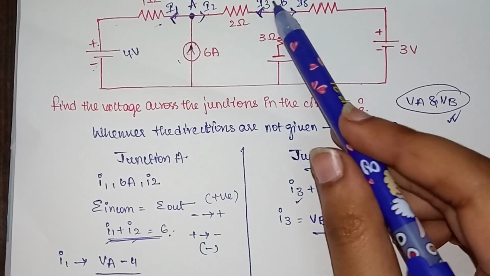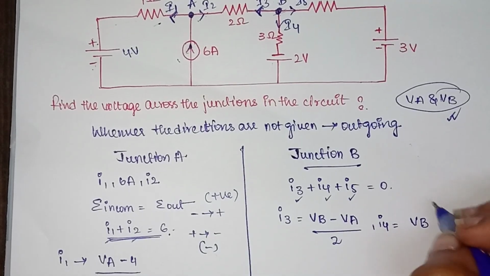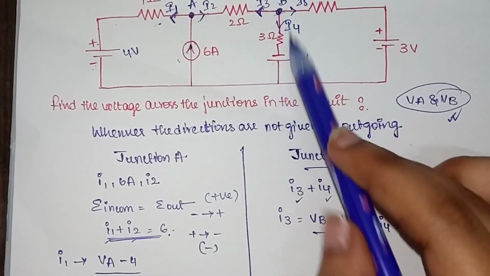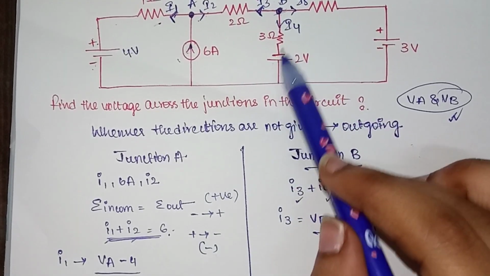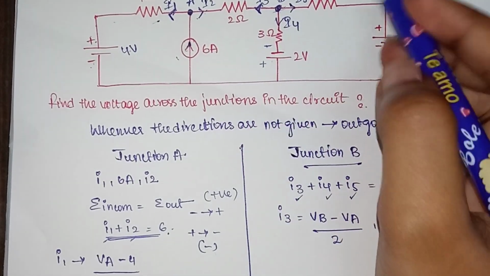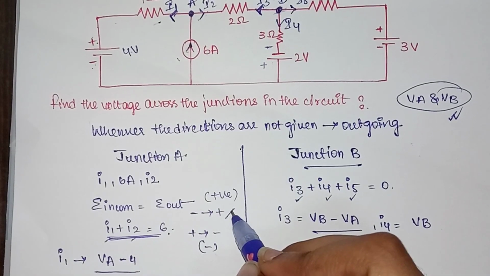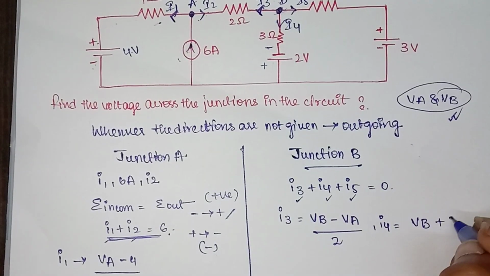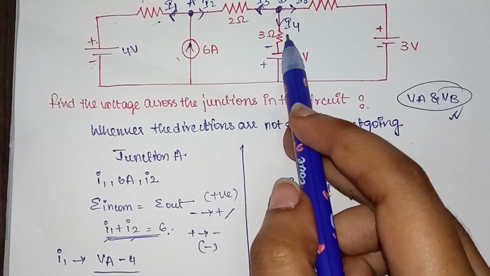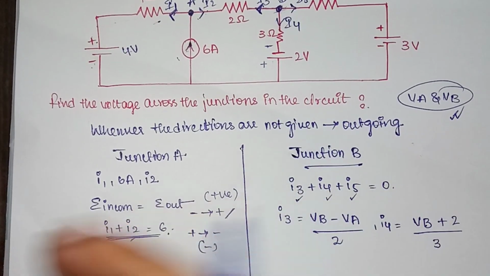It is moving from VB. So we'll have VB, and it is moving in this particular direction, that is, it is moving from negative terminal to positive terminal. So if it is from negative to positive, then we need to consider it as positive. So VB plus 2 by, and what is the resistance we are having here? 3. This is our I4 value.